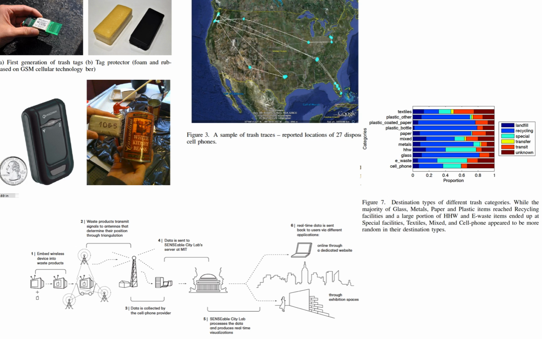The embedded wireless device was tracking positioning of the campus, and then Sensible City Lab at MIT School of Architecture was a place where the data was gathered and mapped.